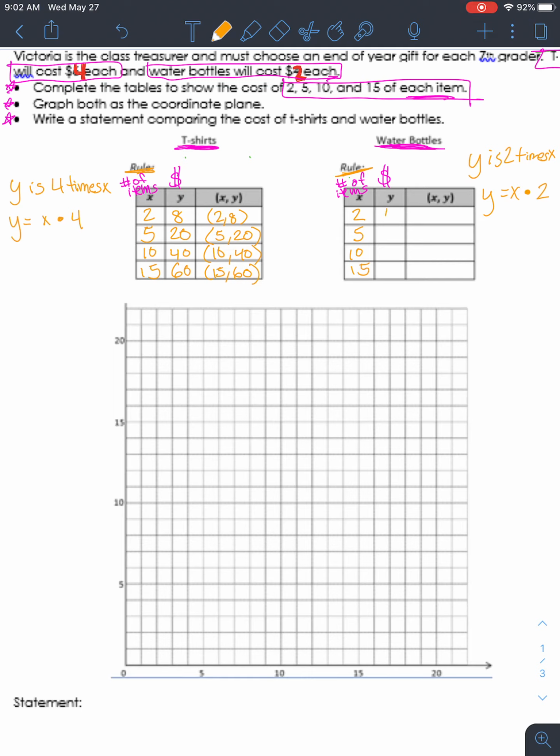For the first one, 2 times 2 is 4. 5 times 2 is 10. 10 times 2 is 20. I wrote that one wrong, sorry.